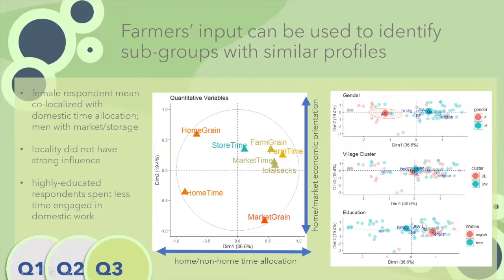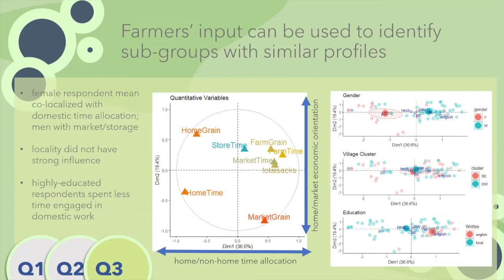Education level, as indicated by the language in which they answered the activity, either in the native Hindi or in English, which would have been attained only by the highest educated members, we saw that those with a higher level of education than average were strongly correlated with higher proportions of market time and market allocated grain. So what we can see here is that we are able to use these farmers' input to create assemblages of farmers with distinct needs profiles.